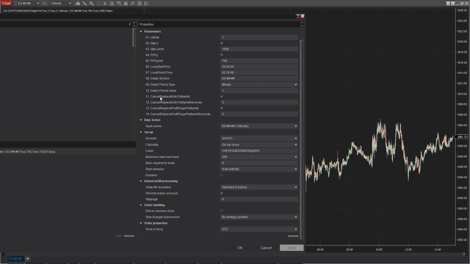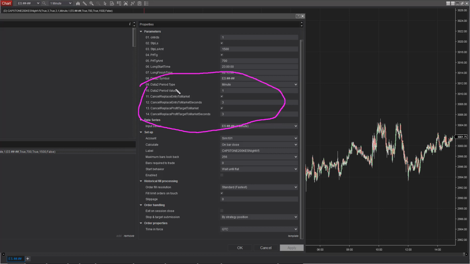And so you see these inputs 11, 12, and 13. I want to point those out to you right here. 11, 12, and 13. Cancel and replace the entry to the market. You can check that, and it will do that within 3 seconds. You can change that to 0, 1, 2, 3, or whatever number you want. That's in seconds. And then the profit target to market, because it's also a limit order.